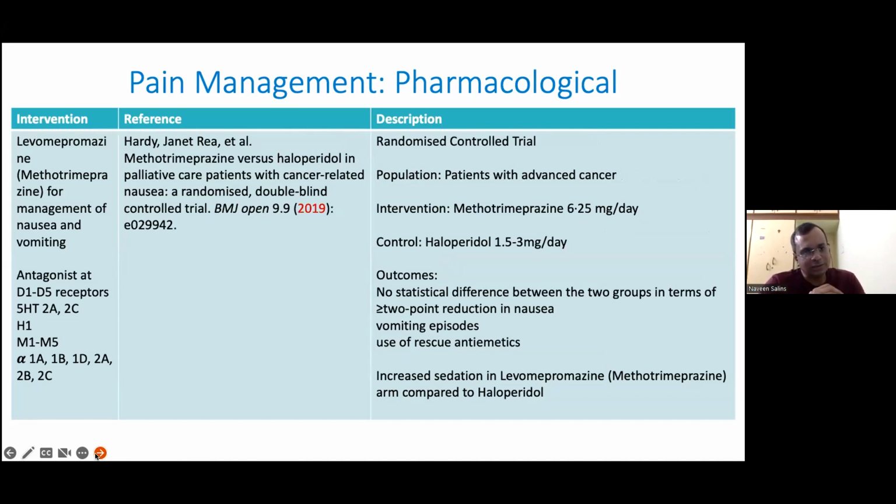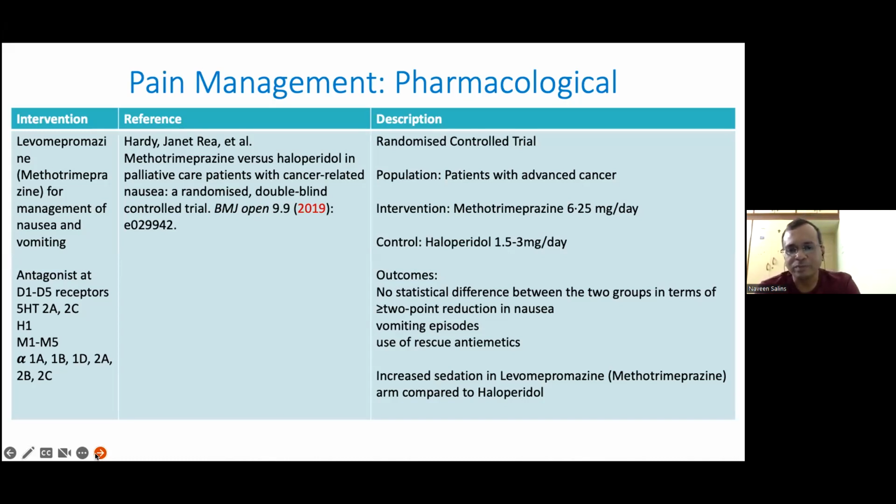So the third study is based on levomepromazine. Levomepromazine, unfortunately, is very hard to find in India. It is a very commonly used drug in the Western setting. I had used this quite a bit in my practice in another country, and they compared levomepromazine as an antiemetic with haloperidol. So we all know haloperidol is a common drug that we use in nausea and vomiting. The good part of the study was it was a head-to-head randomized controlled trial. The population in which this was studied was patients with advanced cancer.